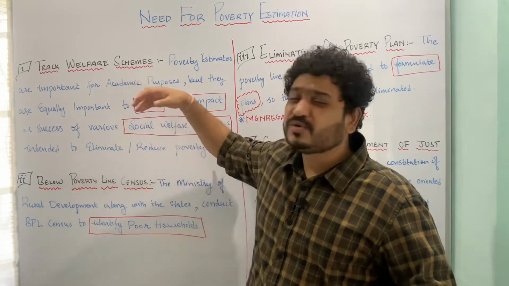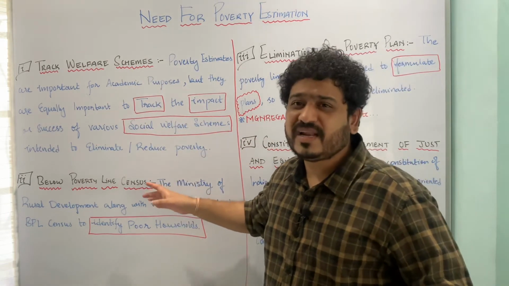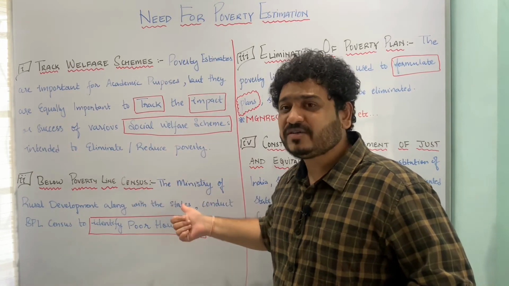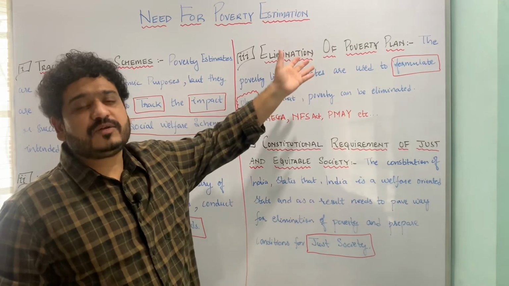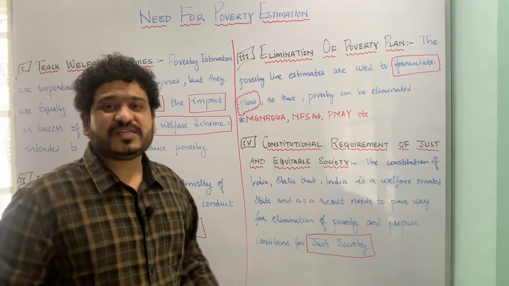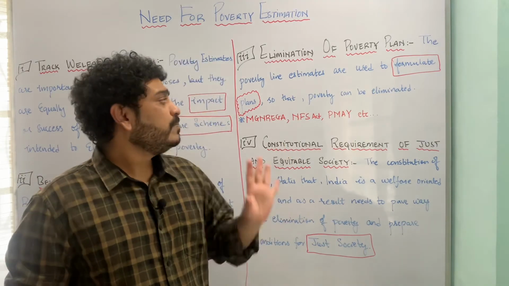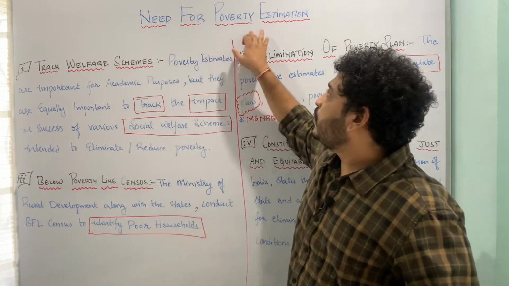So the first was to track welfare or social welfare schemes. The second was to estimate below poverty line in the rural parts of the country. Third, the plans which should be formulated to eliminate poverty per se, and then we have the constitutional requirement of a just and equitable society. I hope the four points are pretty much clear, which talk about the need for poverty estimation.